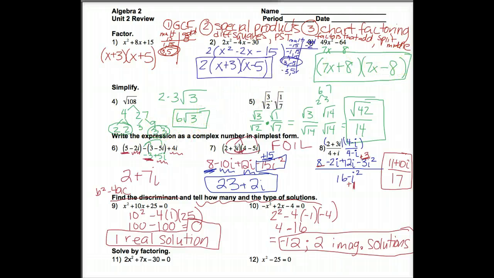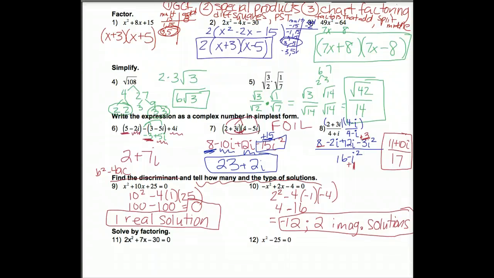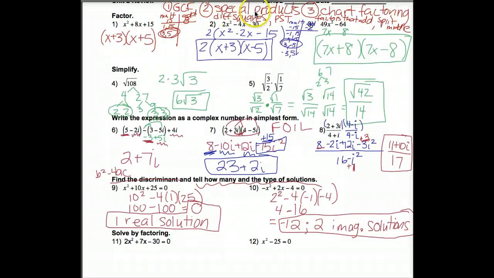All right, moving right along, number 11 and 12, solve by factoring. So we're still going to be using this order of operations up here. If I'm solving by factoring, first thing I'm going to do is factor it. So I look here, the GCF. It can't be a difference of squares because it's 3 terms. It can't be a PST because 2 and 30 don't have perfect square roots. So that means it's going to be chart factoring.